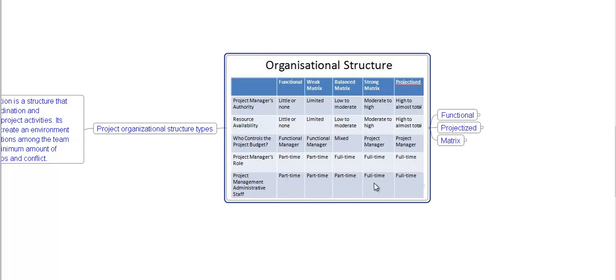Now we'll see the projectized organization. Project manager's authority, high to almost total. Resource availability, high to almost total. Who controls the project budget? The project manager. Project manager's role is full-time, and project management administrative staff full-time under the projectized organization.